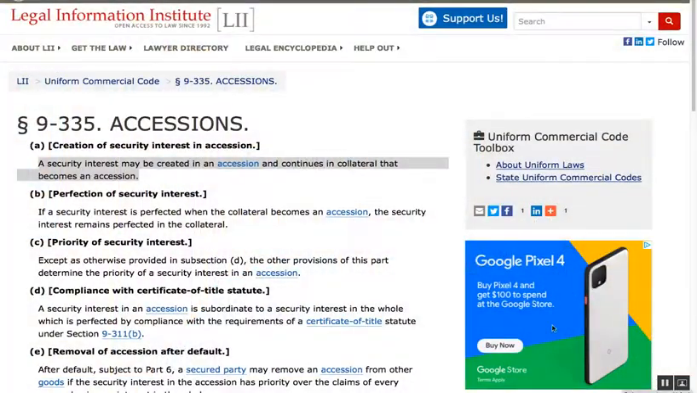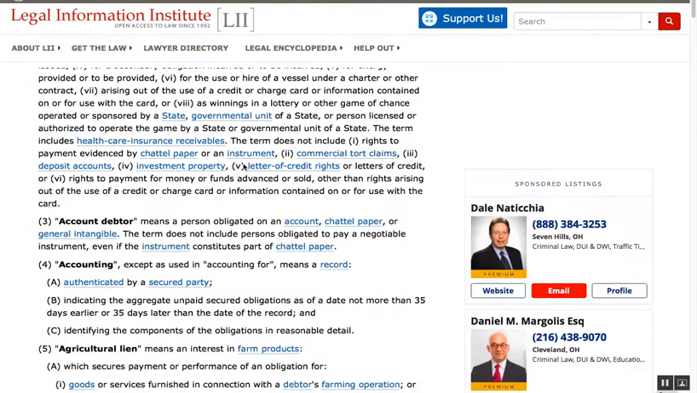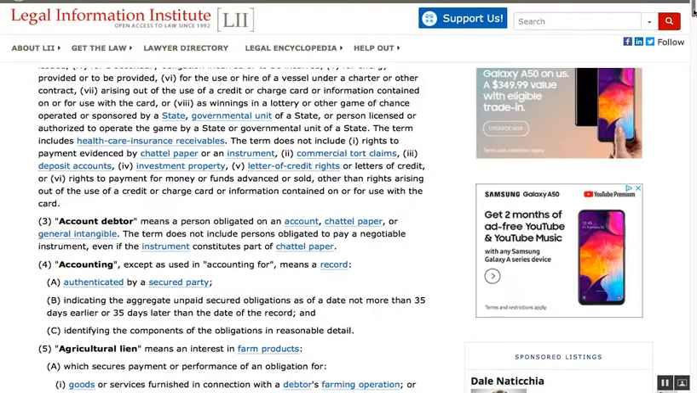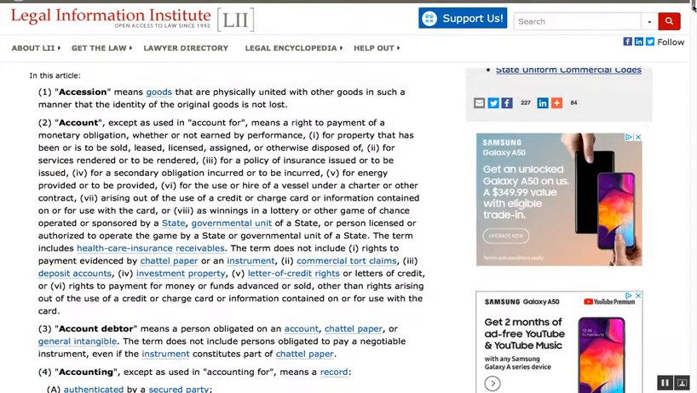But before we go any further, let's look at the definition of accession, which is not in 335, but is back in 9-102. Accessions, the very first definition. It means goods that are physically united with other goods in such a manner that the identity of the original goods is not lost.